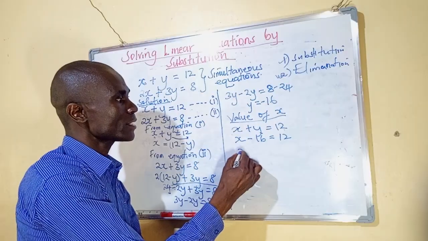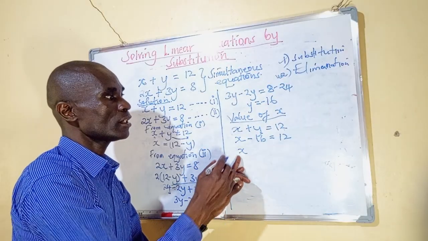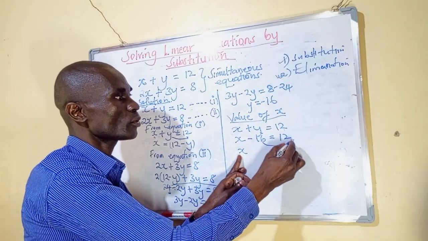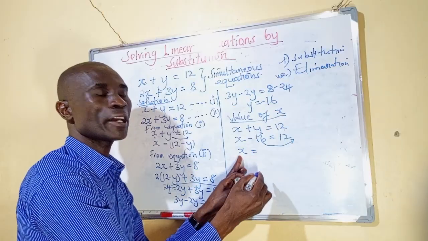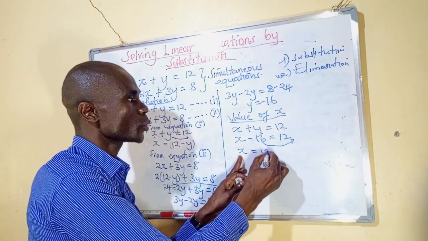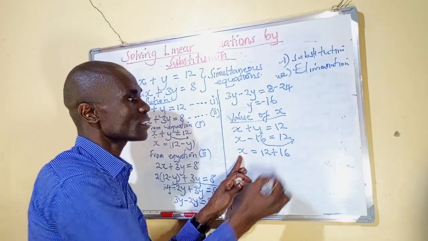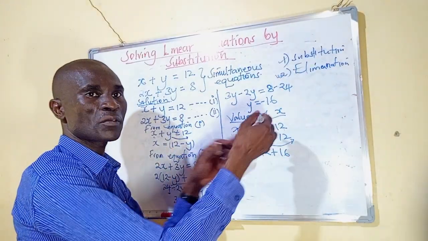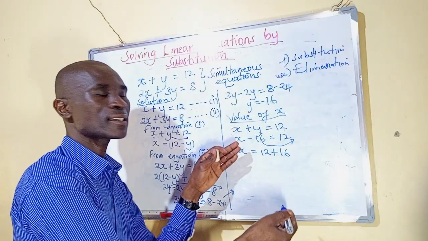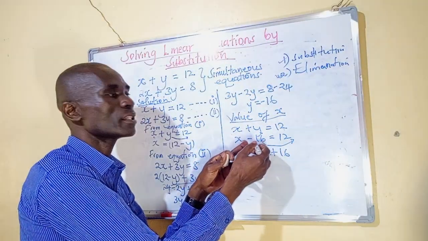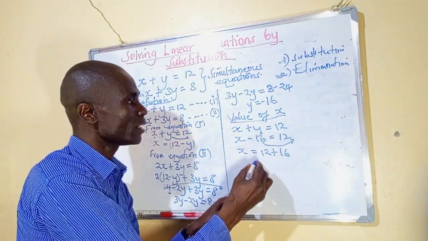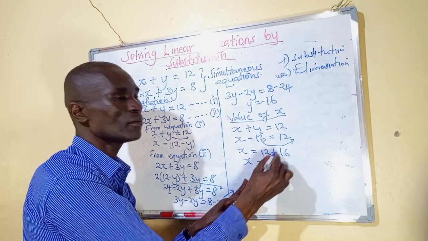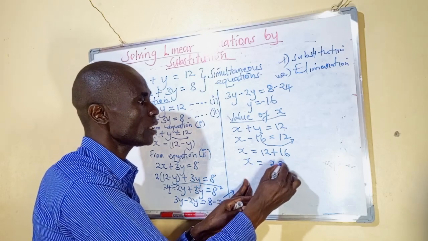Next, x can remain here so that this one is taken to the other side. So we shall have our x given by 12 plus 16. It's now positive because we subtracted. Both sides of the equation must balance, therefore, because the two subtracted here, we also subtract on the other end. So we shall have our x giving us 28.